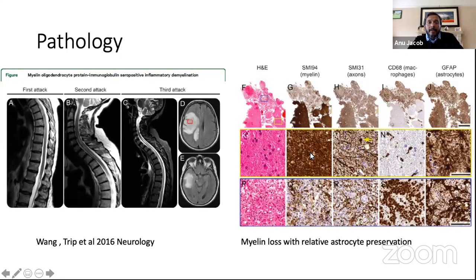Using myelin stains, in the control section you can see it's well myelinated, while myelin is significantly lost here. The axons are preserved in the control section, and here they are lost. Macrophages, not many in the control, but plenty here. And astrocytes are reasonably well preserved. I'm sure there is some loss, but it's reasonably well preserved. This is not what you expect in AQP4 disease, where you would see a significant loss of astrocytes and loss of GFAP staining, but there is preservation of myelin. So this is sort of the pathologic hallmark of MOG.